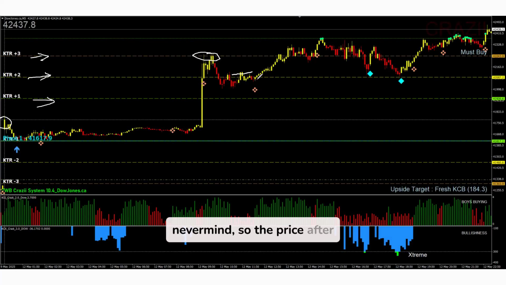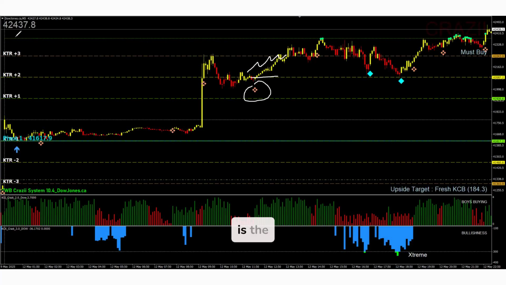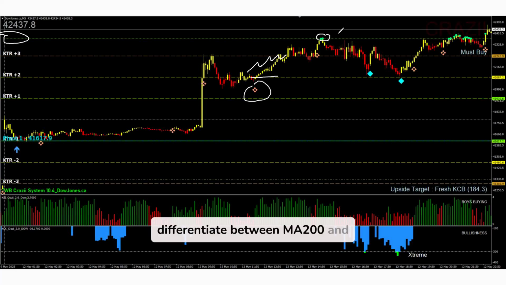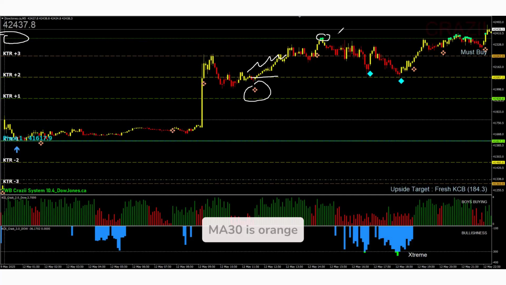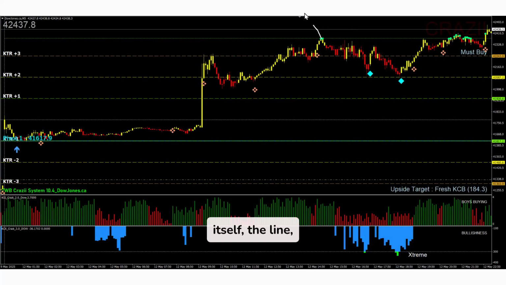Now, the price after that, you notice the diamond over here, you draw the line and the market recovers. Then the next junction is the MA 200. Someone asked me this question: how do you differentiate between MA 200 and MA 30? MA 30 is the orangey brown color. MA 200 is a green color. So simple as that. Not the green color dots, it is all green color dots when it touches. I'm talking about the line itself.